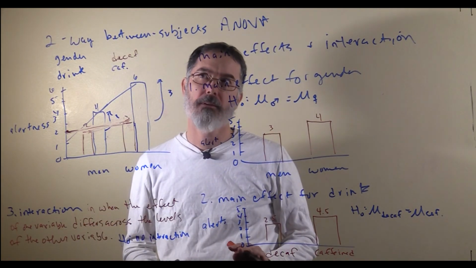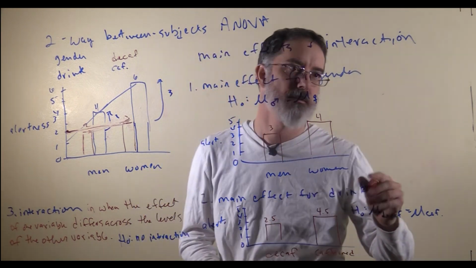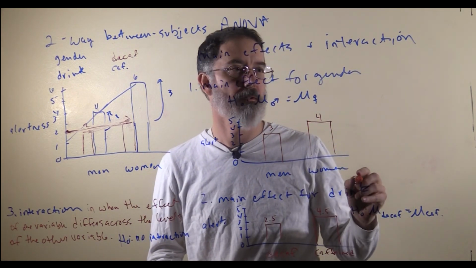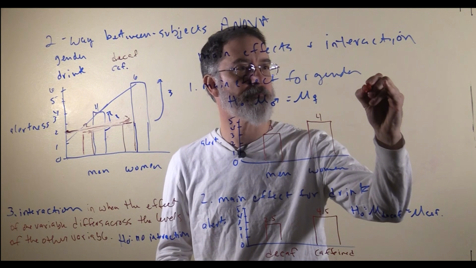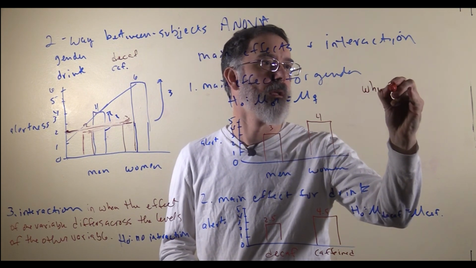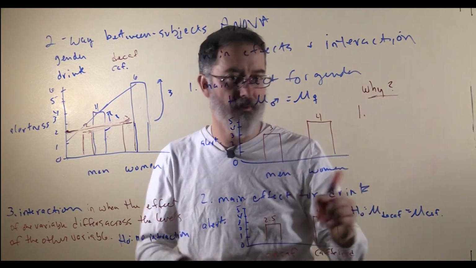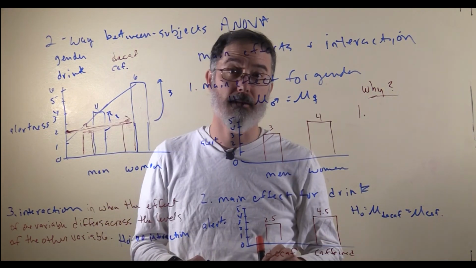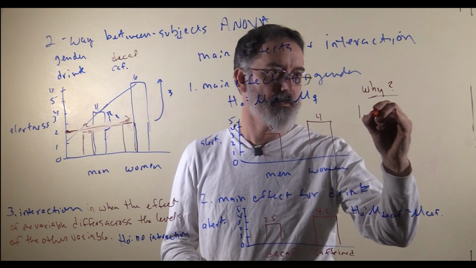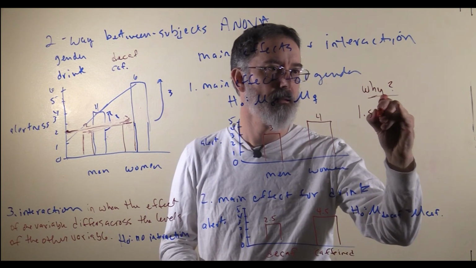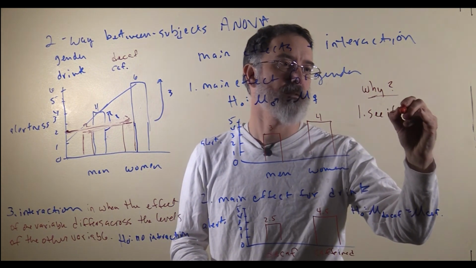All right, so now I want to talk a little bit about why a researcher might want to use factorial ANOVA in their studies. So why would you use a factorial study where you'd have to do these kinds of more complicated statistics? One reason is to see if there is an interaction.